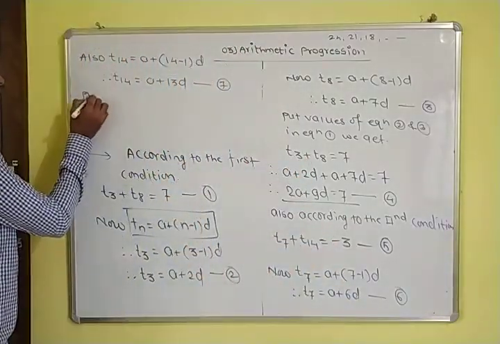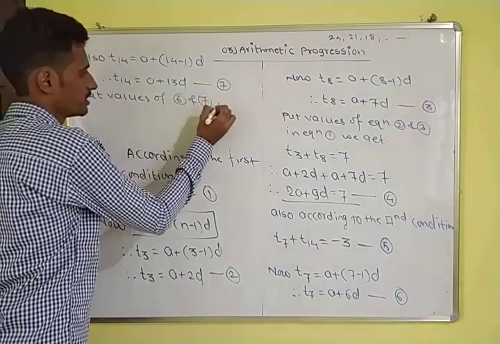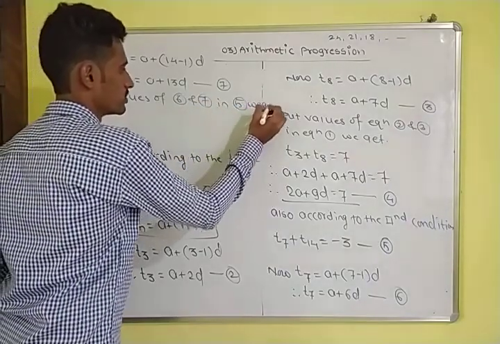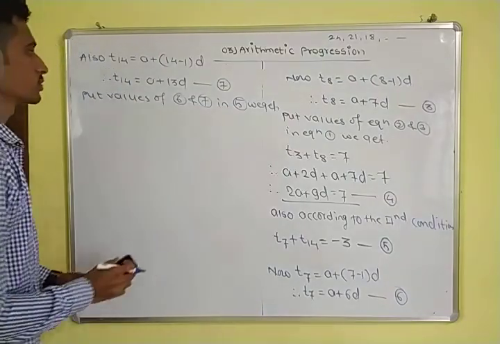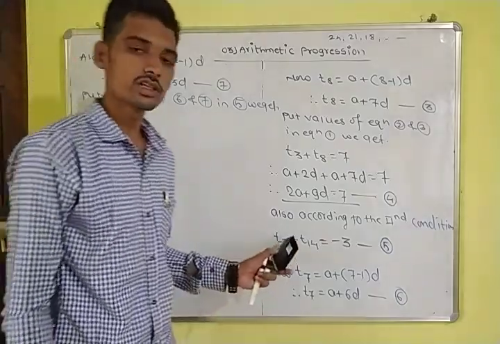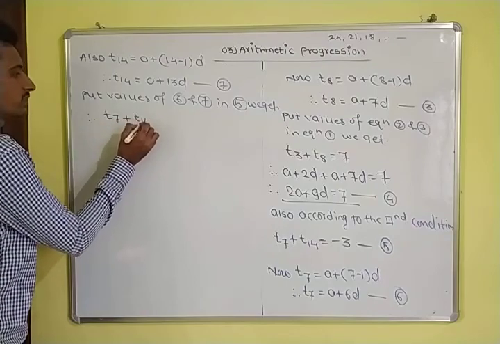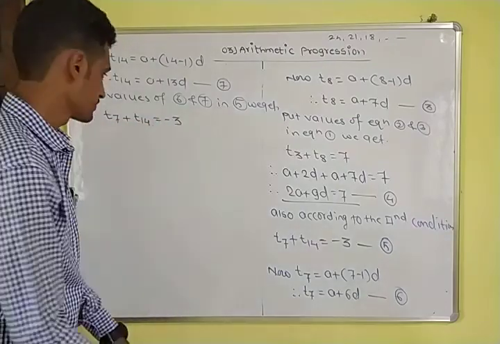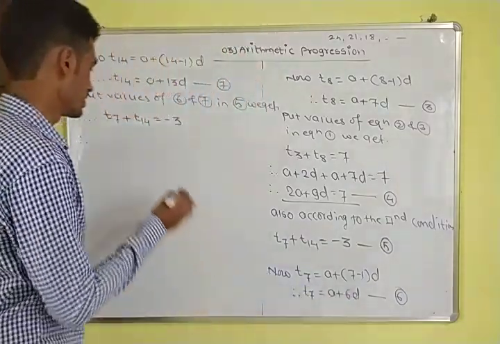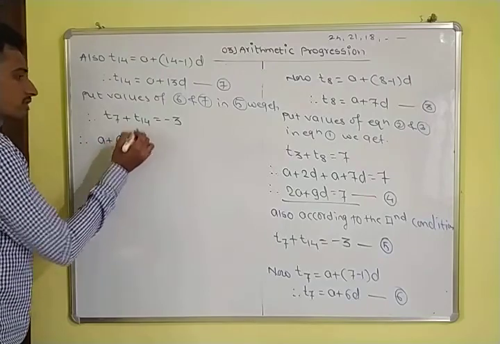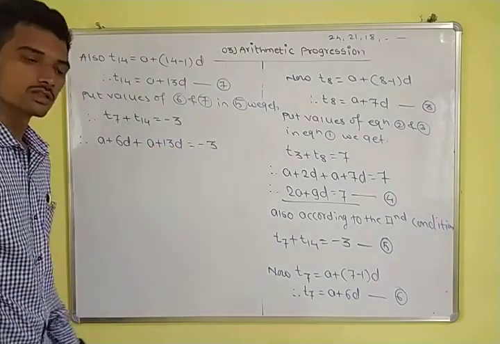Put the values of 6 and 7 in 5. We get, so आपको क्या मिलेगा. The equation number 5 is t7 plus t14 is equal to minus 3. Therefore, instead of t7 write down only a plus 6d, and instead of t14 write down only a plus 13d, which is equal to minus of 3.